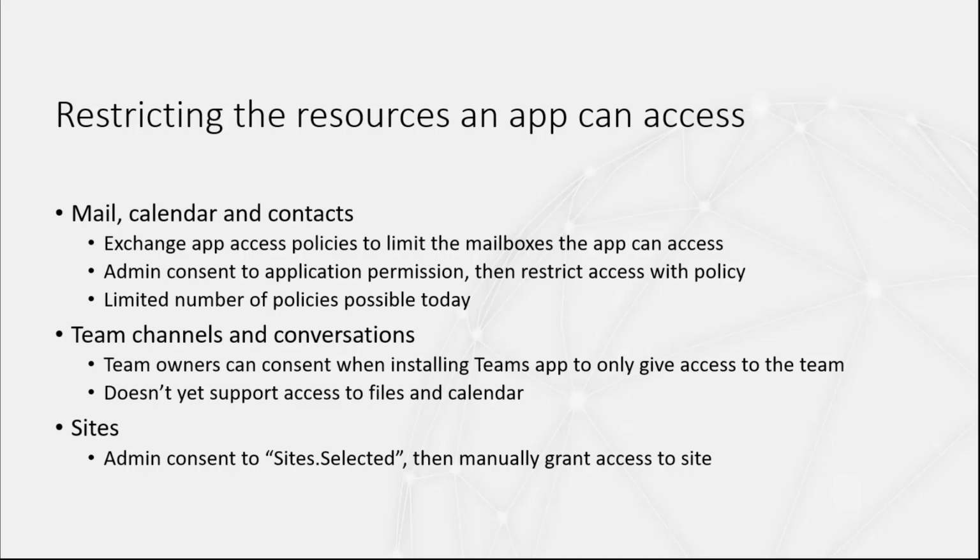So for mail, calendar, and contacts, so things in Exchange Online, we have something today called Exchange App Access Policies that can allow limiting the set of mailboxes the app has access to, the set of calendars, the set of user mailboxes, etc. The way this works is basically the customer grants admin consent to the application permission, so read all mailboxes, for example, and then creates the app access policy to restrict that down to only these mailboxes or exclude these mailboxes. There's a limit today in the number of policies that can be created in one tenant, in one organization. So that's one of the limitations today. As I mentioned, we're working on some changes in this area coming up.